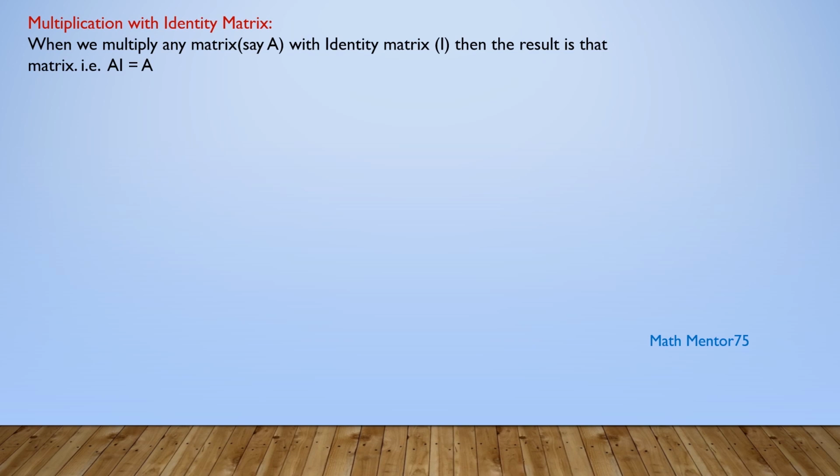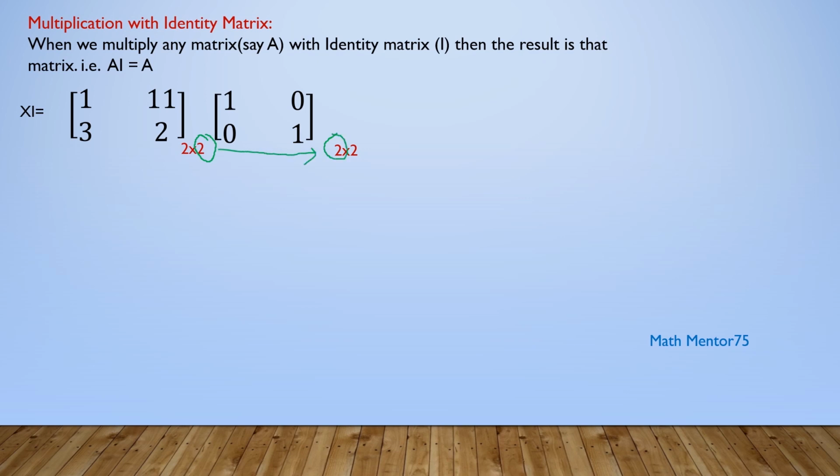Now, in order to understand this, let's do one example. If we have two matrices, X and I, as you know I is identity, and X is our other matrix, 1, 11, 3, 2. First thing first, we have to look at the condition. Columns of the first and the rows of the second are equal. So yes, we can do the multiplication. So now let's do the multiplication.